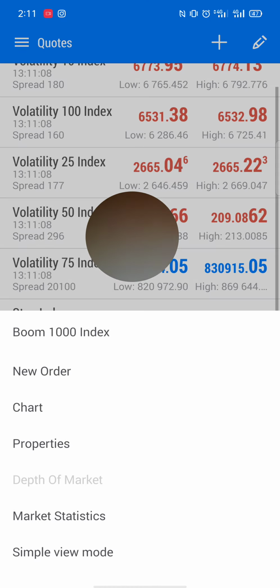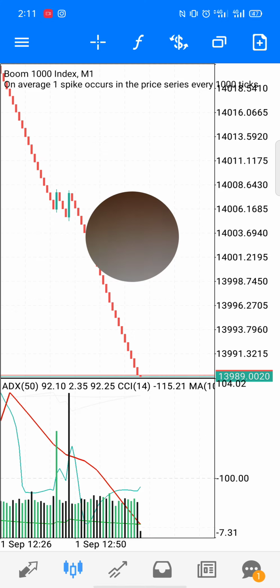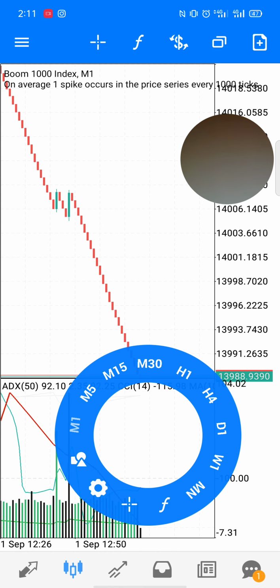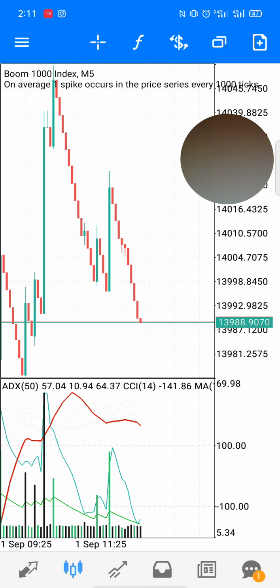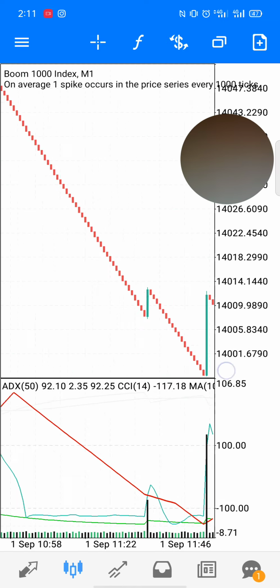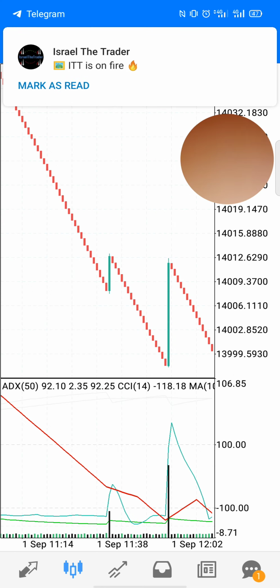Let me show you for Boom. Let's take Boom 1000 Index for the strategy. Okay, Boom 1000 is currently on the downtrend. Yeah, so let me show you some examples for Boom.